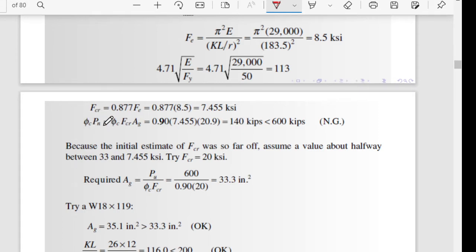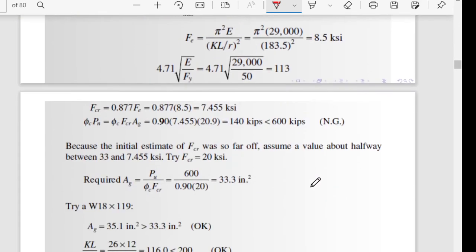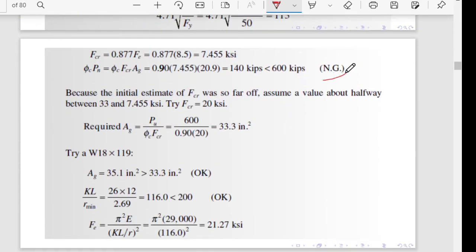Since, if you look at it, the design strength resulted in 140 kilopounds, but the factored loads are more than the design strength, meaning this is the limit. It should not exceed the factored loads or applied loads, which is only 140. Then the factored load you computed is 600, so the design strength is less than 600, so not good, no?